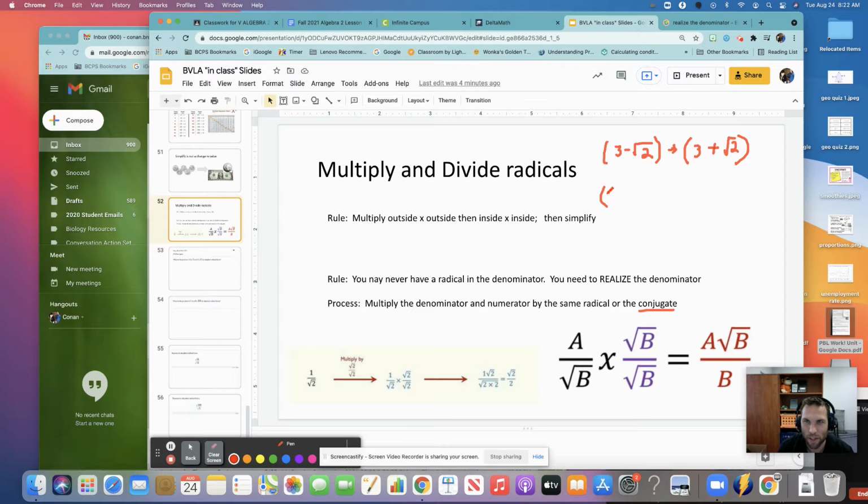Okay? So for example, one more. Let's say 8 plus the square root of 6, and then the conjugate of this is negative 8 minus the square root of 6. So same numbers, different sign. Okay. All right.